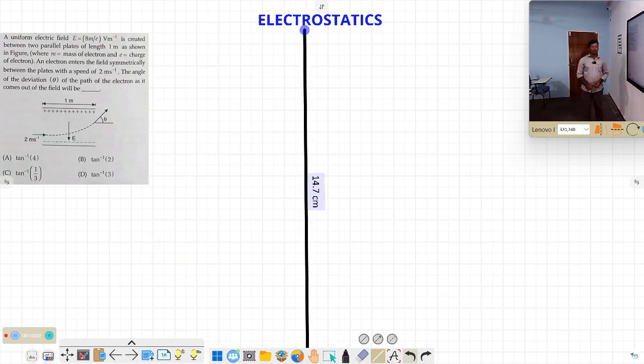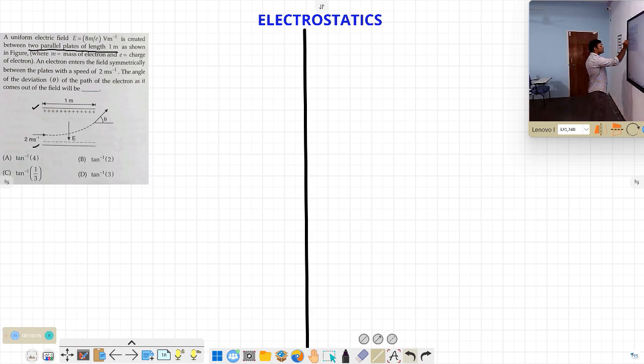Now this question is given in the previous one of the mains question. So you can see this. A uniform electric field 8 into E value is given in terms of volt per meter. We'll understand the unit of this one. It is created between two parallel plates of length 1 meter. See, two parallel plates are there, separated by a distance, what is the length of this one? 1 meter. And in between we apply the electric field.